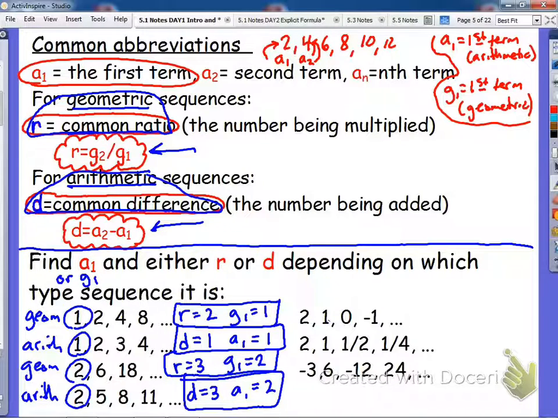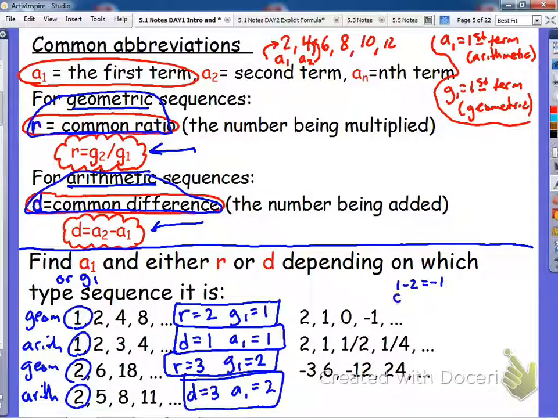2, 1, 0, negative 1. What you can see is you're constantly not multiplying, but not really adding either. Instead, it's actually subtracting. We're subtracting 1. So here's how this works. Right up here, the formula says take the second term and subtract the first term. So I could do it like this: 1 minus 2. And what does that equal? Negative 1, right? Yeah. 1 minus 2 is negative 1.